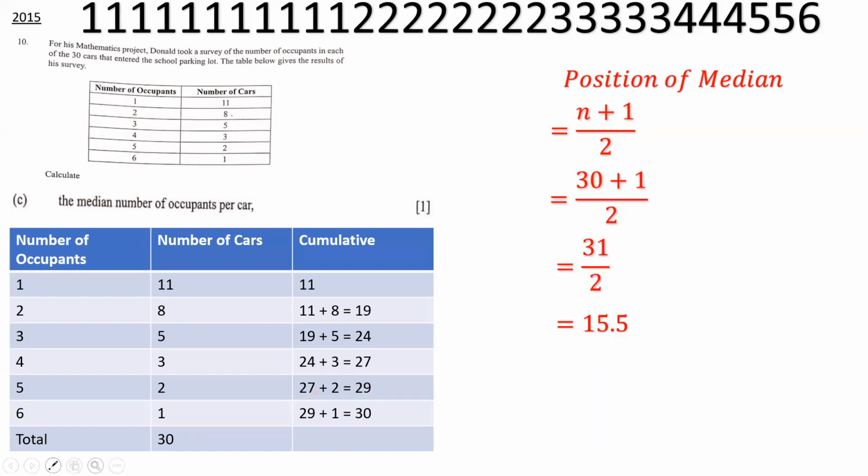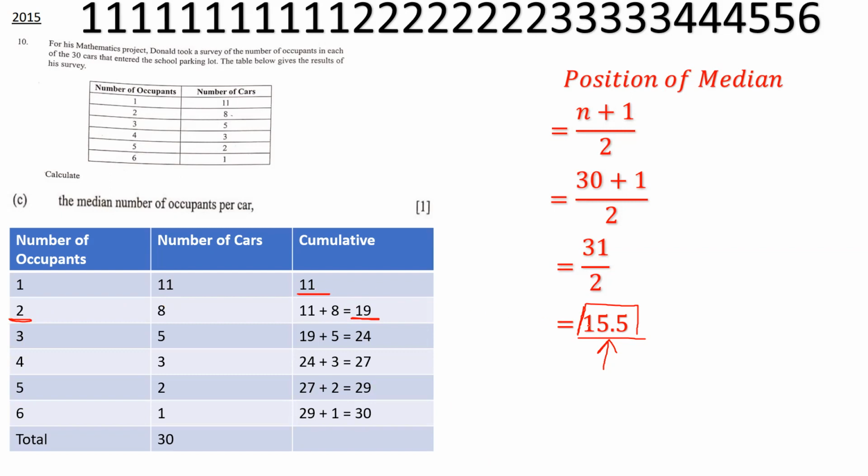Now, we know that, okay, so it's 15.5. So we have to look for 15, right? 15.5. So this right here is 11, right? And this right here is 19, right? So that means that 15.5 must be between 11 and 19. And so that's how we're gonna figure it out. So that means that the median, right, must be 2, right? Must be a 2. Why are we saying that?